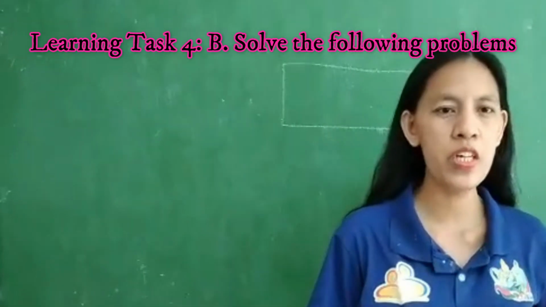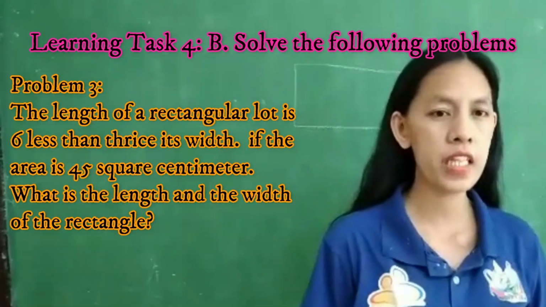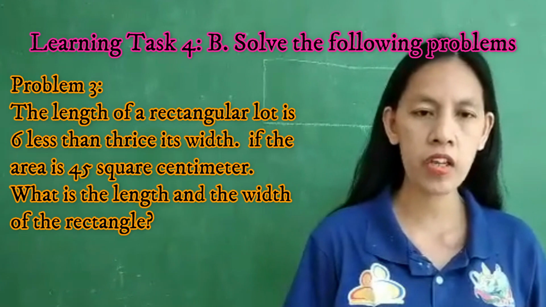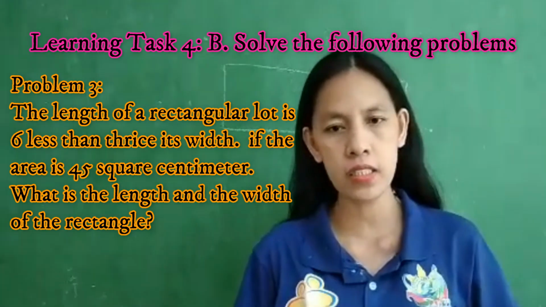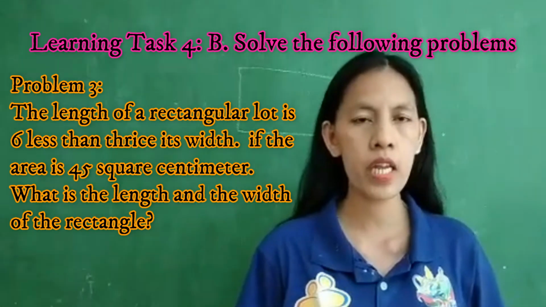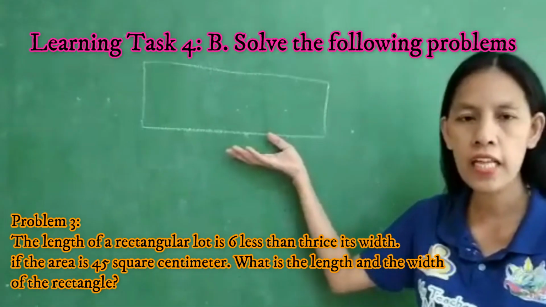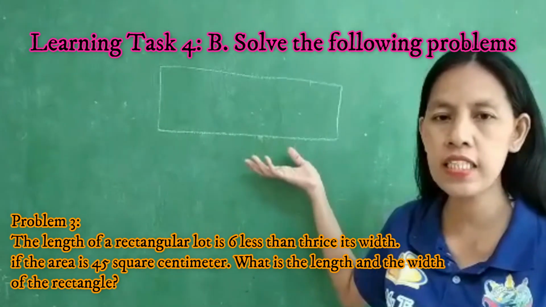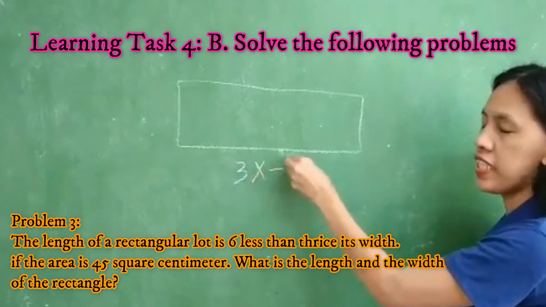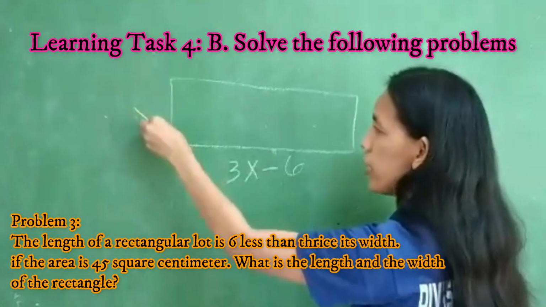Let's proceed to learning task number 4, letter B. Solve the following problems involving factoring techniques. As your guide, let us answer problem number 3. The length of a rectangular lot is 6 less than thrice its width. If the area is 45 square centimeters, what are the length and the width of the rectangle? Since we have a rectangle, the length is 6 less than thrice its width. So the length is 3x minus 6, and the width is x.